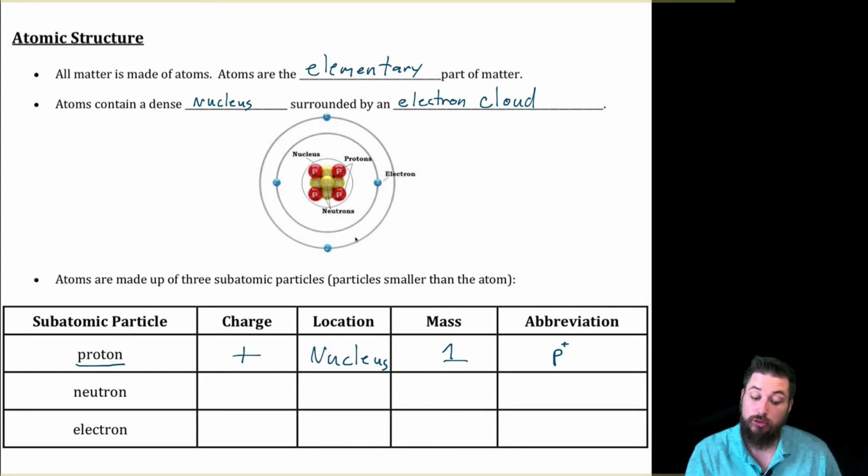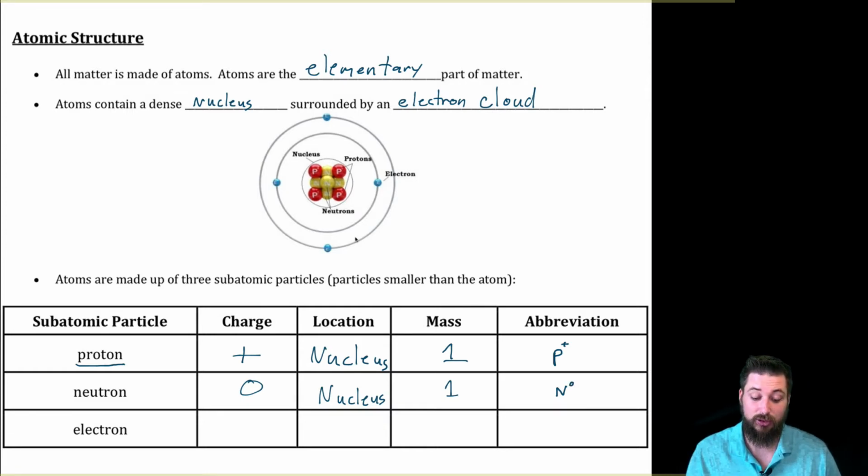Now, a neutron is neutral, and so it has a charge of 0. It also is located in the nucleus. It also has a mass of 1, and we will abbreviate it with an N, or an N with a 0, because again it has a 0 charge.